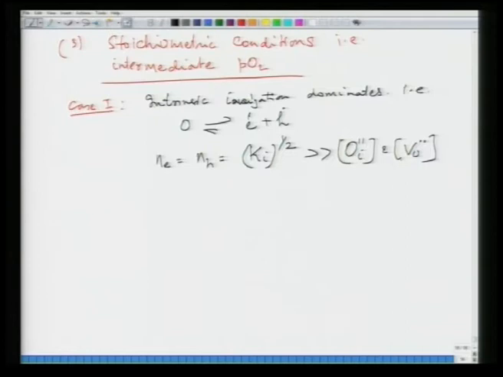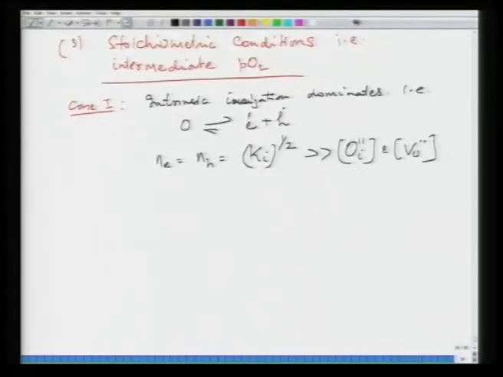Okay. But you still have some OI and VO present. So, how do we find out the concentration of OI and VO? Now, what are the instances where NH, Ne, OI and VO are related? They are related only in the relations when oxygen vacancy is formed or the oxygen interstitial is formed.